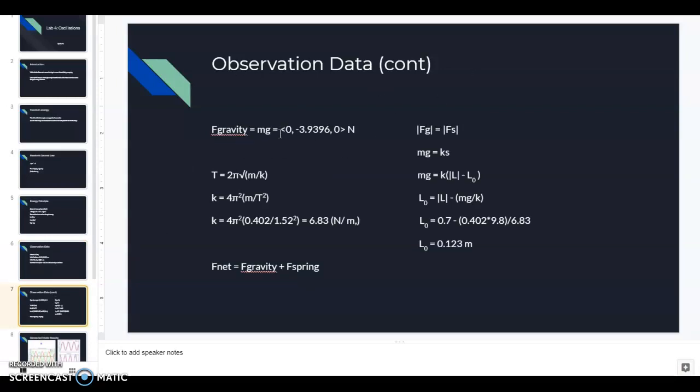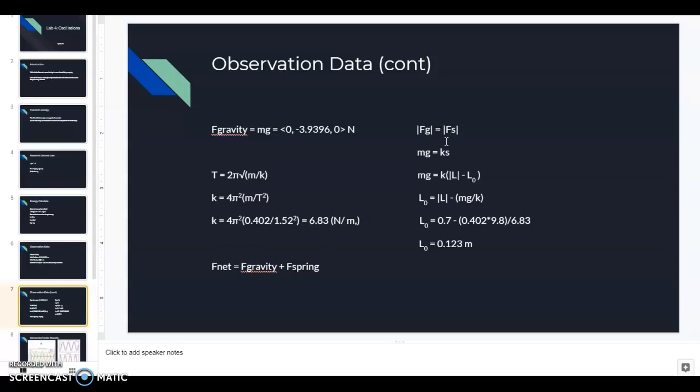We use this mass to calculate the gravitational force as shown to be negative 3.9396 newtons. The oscillation time was used to calculate the spring constant using this formula and reorganizing that formula to solve for the spring constant, and to be 6.83 newtons per meter.